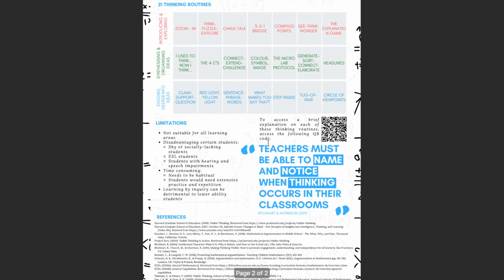On the second page, we've listed the 21 thinking routines that we've referred to, and each of these categories or phases has 7 thinking routines. We've categorized the thinking routines here for you and also linked an accessible document briefly explaining each of these routines. We also listed the limitations to the visible thinking routines and how these can be consequential to your teaching if you do choose to use it in your class.